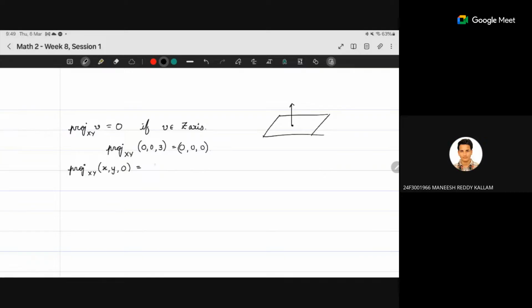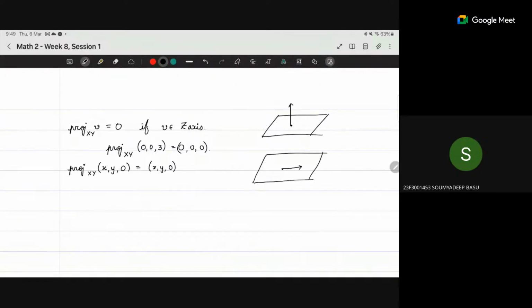This is example xy0. It will be xy0 itself. Yes, sir. And isn't that also sort of believable? Because if you have a plane and the vector is already in the plane, then what would be its projection? It would not have any component outside. So its projection is itself. That's also natural, right?